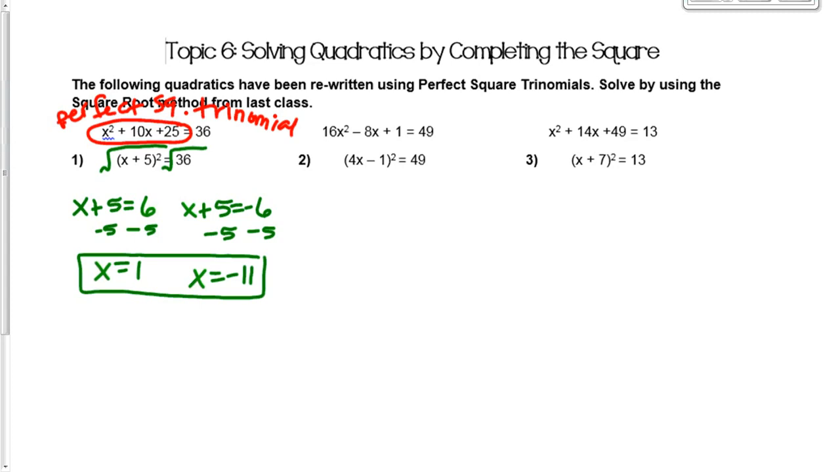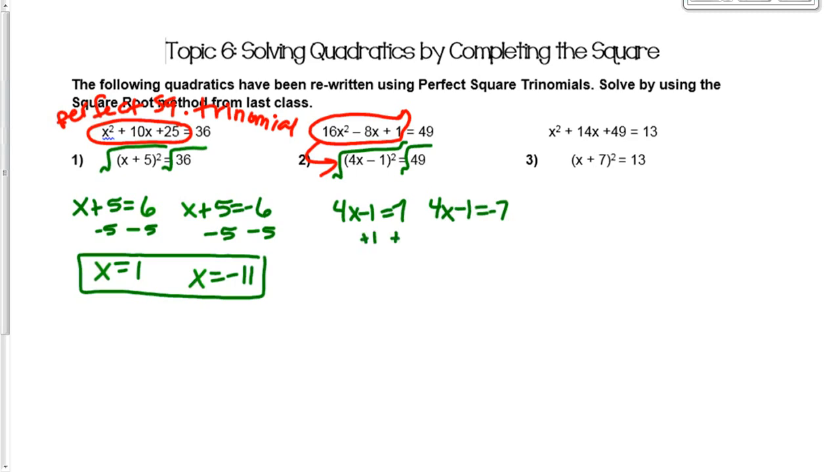Okay, so same thing here with number 2. The original problem was 16x squared minus 8x plus 1. That equals 49. But I can change that circled piece into a perfect square trinomial, right? (4x minus 1) all squared equals 49. Then again, I can solve it using the square roots method from yesterday. I turned it into 1x, so I'm able to do that. So I take square root of both sides. So 4x minus 1 equals 7, and 4x minus 1 equals negative 7.